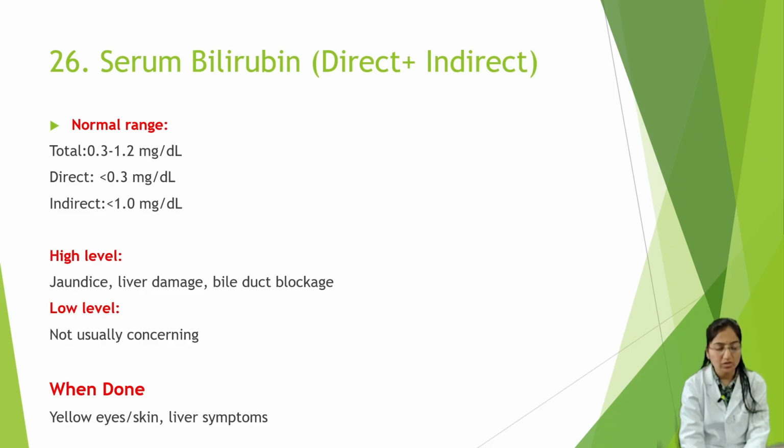Okay, next test, serum bilirubin, direct and indirect. Normal ranges: total is 0.3 to 1.2 mg per dl, direct is less than 0.3 mg per dl, and indirect is less than 1.0 mg per dl. If serum bilirubin is increased, the person may have jaundice, liver damage, or bile duct blockage. If it is low, it's not concerning. This test is performed for yellow eyes or skin, or liver symptoms.